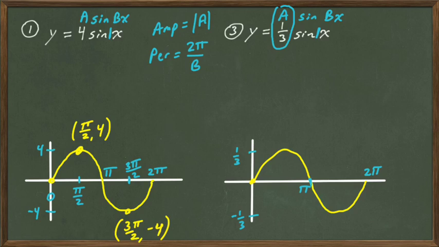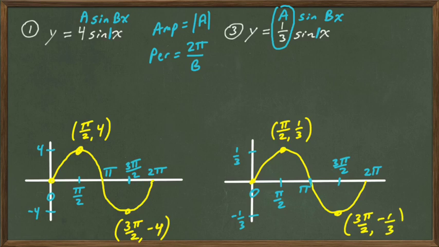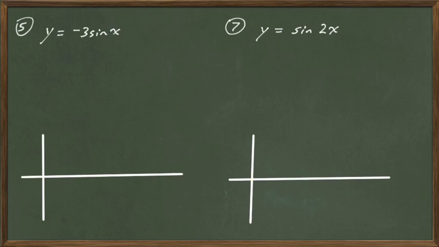Let's do the second one here. If that's pi, halfway between 0 and pi is 1/2 pi. This would be 1 and 1/2 pi before you get to 2 pi. So what are these coordinates here for the maximum? Pi over 2, comma, 1/3. And what's this coordinate? 3 pi over 2, -1/3. Okay, we're going to move on to 5 and 7.